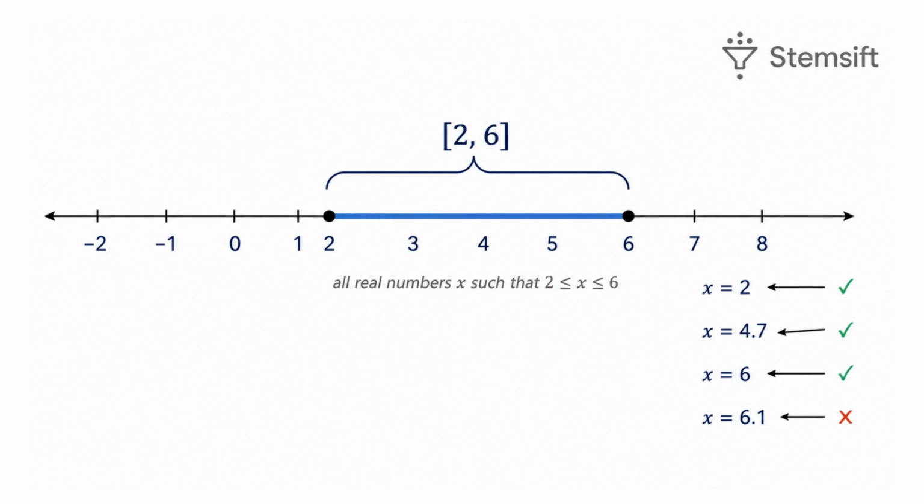Same idea. But what if we don't want to include the endpoints? What if we want everything between 2 and 6, but not 2 or 6 themselves? That's where the notation has to change a little, and that's what we'll look at next.